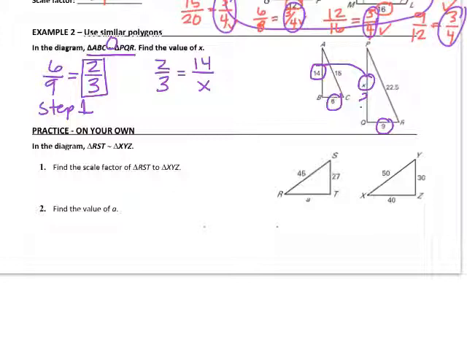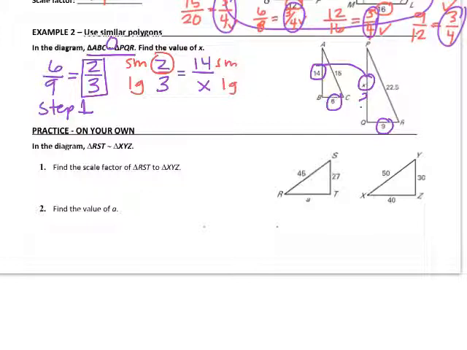So the one thing that I really want you to think about is that this number came from the small triangle, this number came from the large triangle. So when you set up your proportion, make sure that you set the small number, the number that came from the small triangle, on the same part of the proportion as you do for the scale factor.